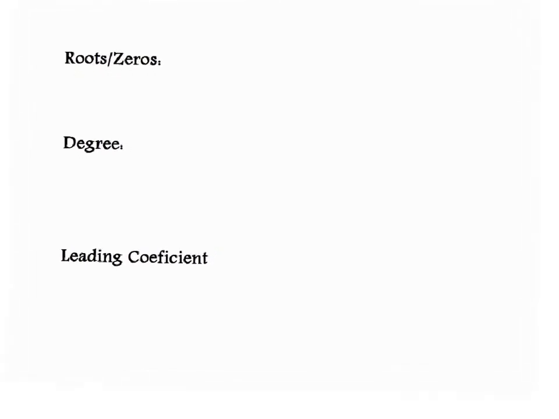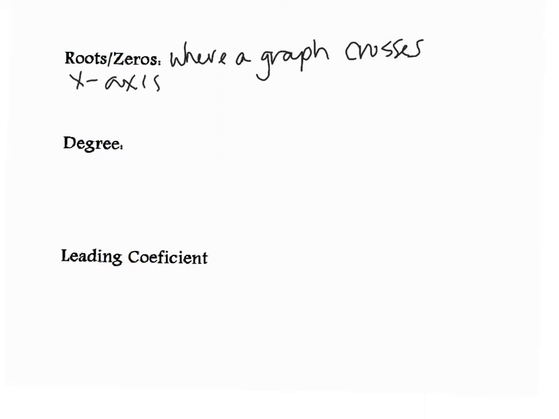Okay, so first thing we're going to talk about are roots and zeros, and we've already talked about this. In fact, it was on your test and quiz. This is where a graph crosses the x-axis. And if I had to draw a picture of this, I would say, for example, that the roots or the zeros are right here.